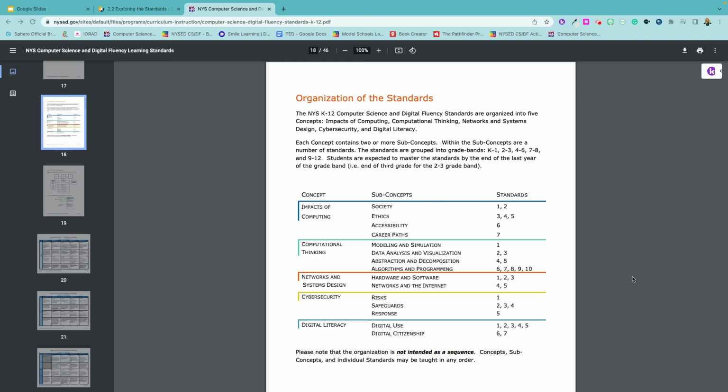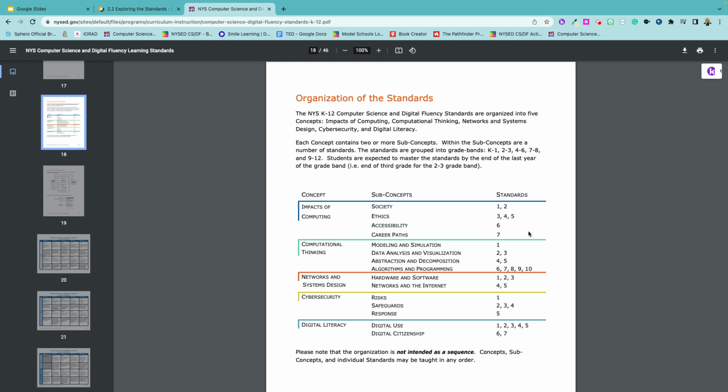In this video, we are going to continue to look at the standards, but we're really going to focus on the impacts of computing that you see right here on your screen. We are going to be looking at the sub-concept areas of society, ethics, accessibility, and career paths. You'll note that there's 7 standards within this concept area that we're going to take a look at.